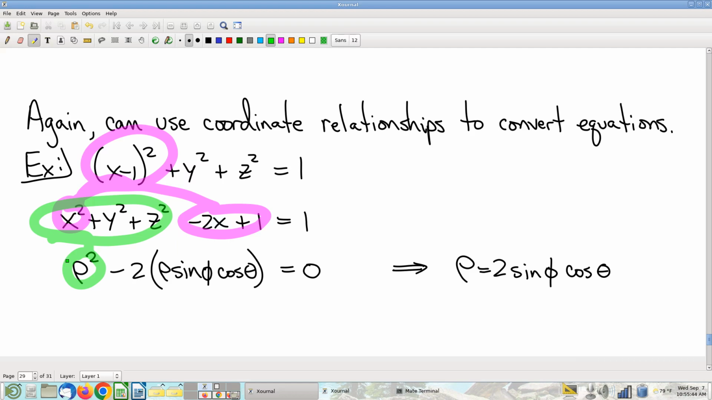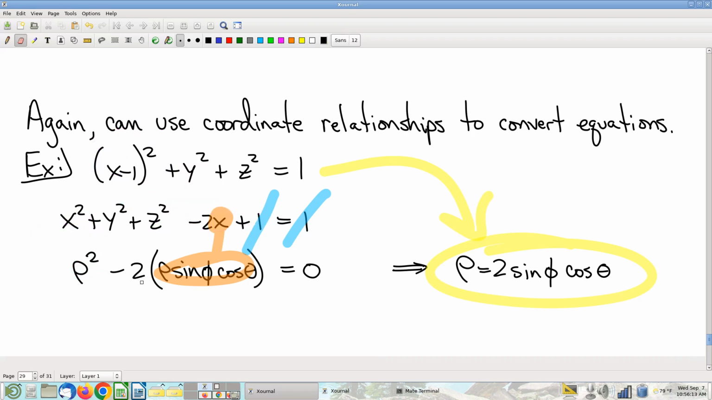And then, of course, you do have to, let's see, I guess we have to cancel these ones. And then don't forget that x is that. So you have to know those conversion formulas. And then solve for rho. And here's your spherical equation for that sphere. Okay. Yeah? Okay. Right.